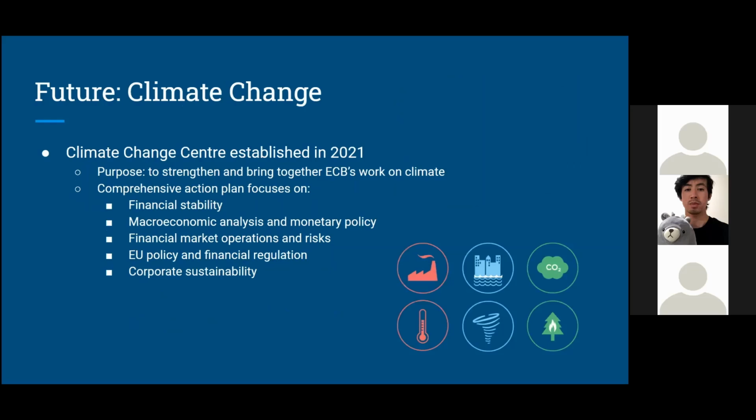In addition, the ECB established the Climate Change Center in 2021 to help organize its conservation efforts within the Eurosystem. So far, the center has helped develop a comprehensive action plan which focuses on these 5 elements: the financial stability, macroeconomic analysis, market operations, policies and regulations, and corporate sustainability.